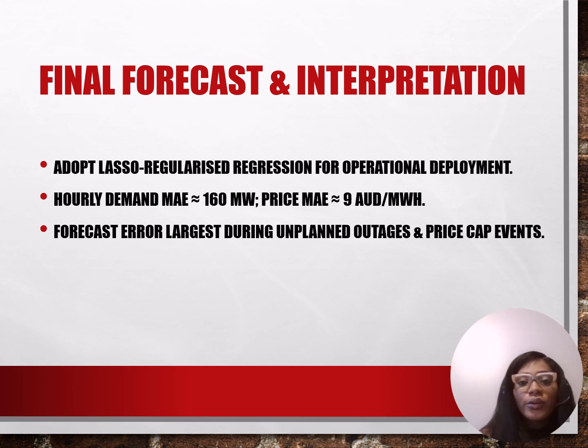So our final forecast and interpretation was that we adopted the Lasso, which regularized the regression, for operational deployment. We looked at our hourly MAE at 160 megawatts, and for price it is 9 per megawatt hour. From there, we can see that the forecast error was largest during unplanned outages and price cap events.